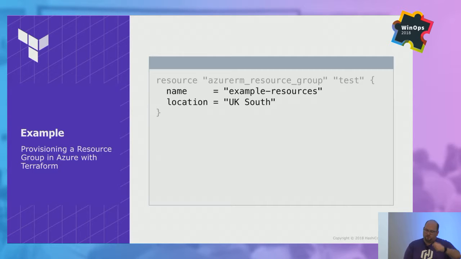And then finally, we have the properties within the block. So in this case, the name, the location. There are also optional properties, but these are just the required fields. There are some optional properties which, if they're omitted, are obviously not set.